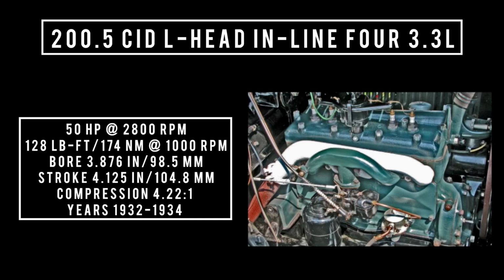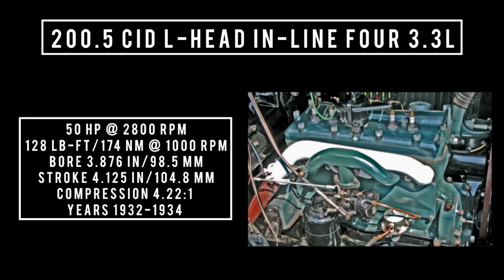200.5 cubic inch displacement, flathead 4, 3.3 liters. It's good for 50 horsepower at 2800 RPM, 128 pound-feet or 178 newton meters, around 1000 RPM with a bore of 3.876 inches and a stroke of 4.125 inches. Compression varies.